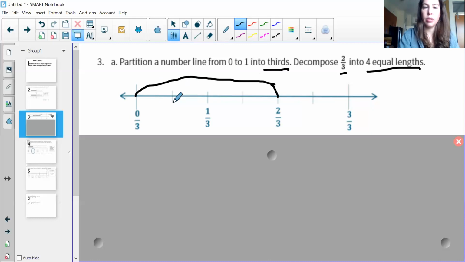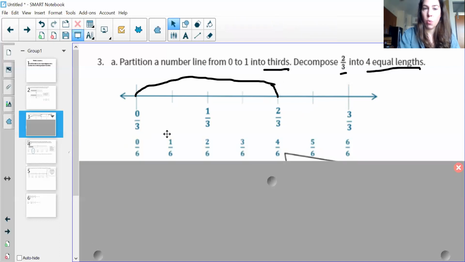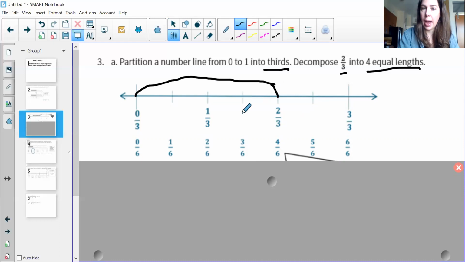So to decompose it into 4, what they did was they drew 2 more lines in between each section. Now I have 1, 2, 3, 4 pieces. And they kept doing that for the last section too. So what we have now is sixths. 0/6, 1/6, 2/6. Now 2/6 is equivalent to 1/3 because they're underneath each other. 3/6, which is equivalent to 1/2. There's the halfway point. 2/3 is equal to 4/6, 5/6, 6/6, which is the same as 1 whole.